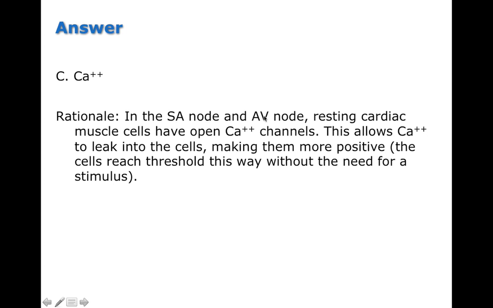So we said that in the SA node and the AV node, the resting cardiac muscle cells have open calcium channels. And this is true in the sarcoplasmic reticulum as in the funny channels. So there's some calcium leakage into the cell, which causes the cell to depolarize or become more positive. However, sodium and potassium are also leaky. Now, I think the reason why we chose calcium here is that it's a double cation. So this double cation means it's going to have a really strong effect on voltage because you're bringing in two positive charges instead of just one with sodium. So it's going to have an even stronger effect on voltage than sodium or potassium.